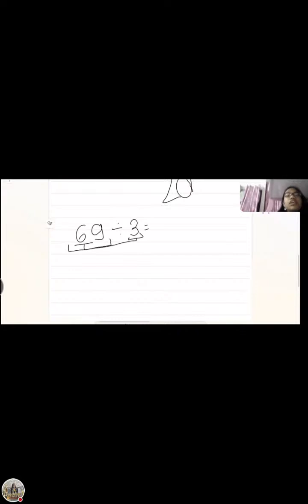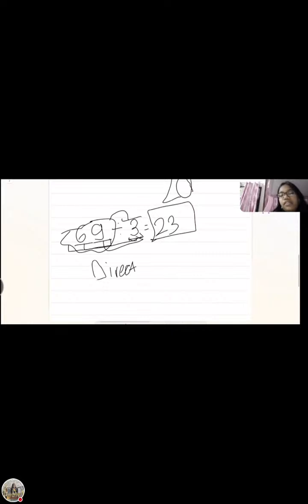Now, 6 divided by 3 is how much? 2. We'll write 2 here. Then 9 divided by 3 is how much? 3. We don't have any remainder, because both the numbers were divisible by 3 properly, right? So our answer is 23. This was a direct division.